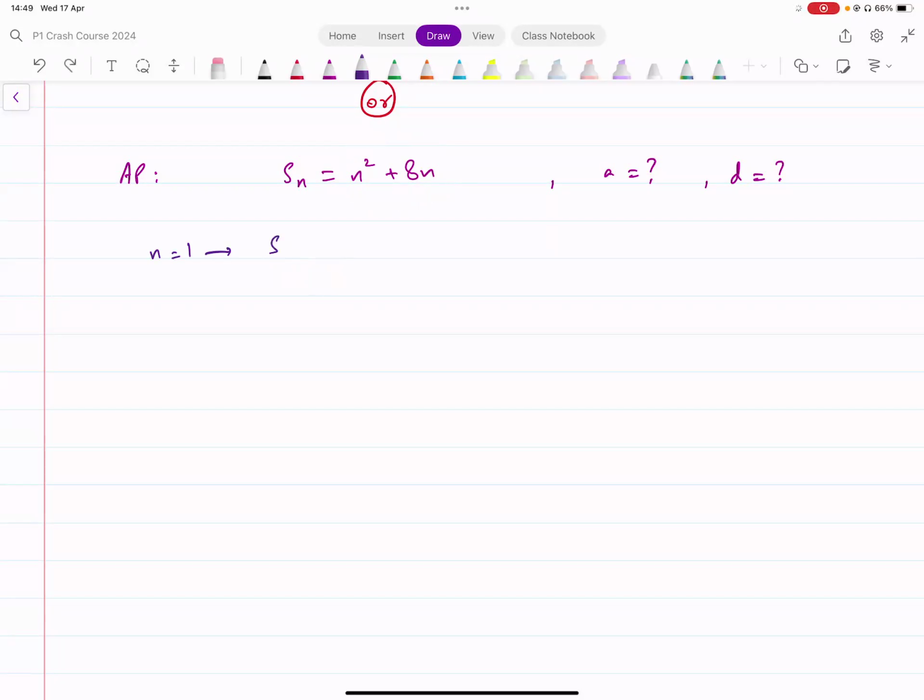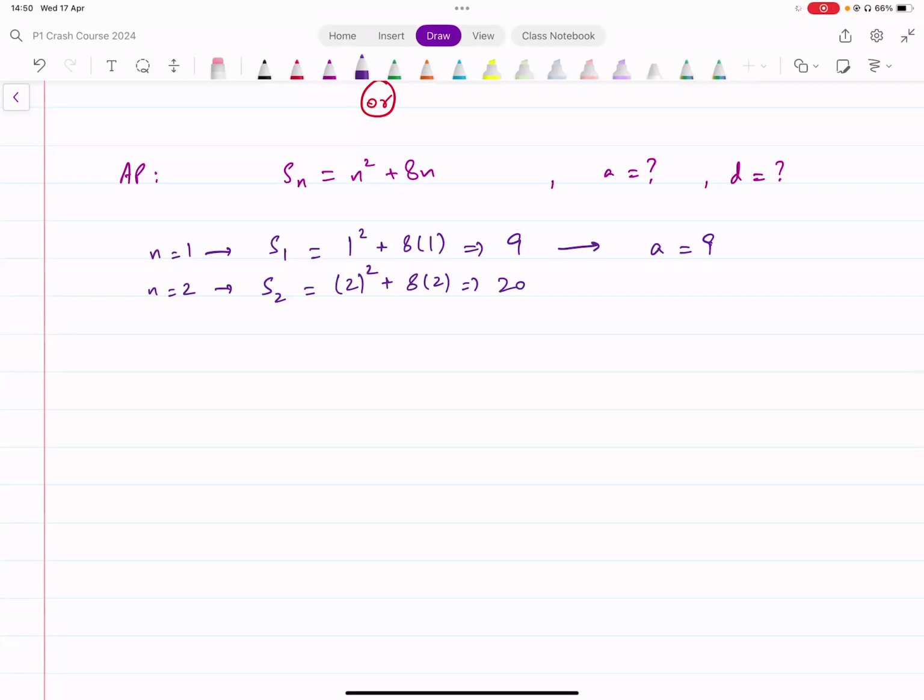If n was 1, we would get S1 equal to 1 squared plus 8 times 1. What does that turn out to be? 9. That means the sum of the first term is 9. Now, sum of the first term, that means there's only one term, and that term is 9. And that's all that we were looking for. The first term, therefore, is supposed to be 9. Similarly, now we can input n equal to 2 and see what that gives us. If n equals 2, S2 turns out to be 2 squared plus 8 into 2, and that is 20.